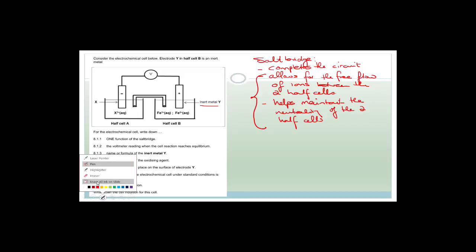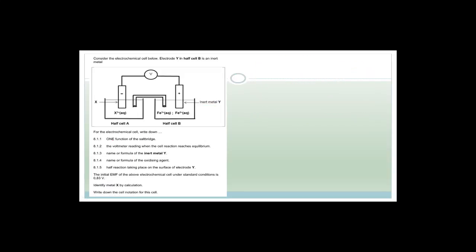Okay, so now let's erase all that and let's talk about the next thing. It says the voltmeter reading when the cell reaction reaches equilibrium. Okay, so let's think about this. What happens with dynamic equilibrium or with equilibrium? Do you agree that there's now no longer a change in the concentration? And if there's no longer a change in the concentration, there will no longer be a transfer of electrons.